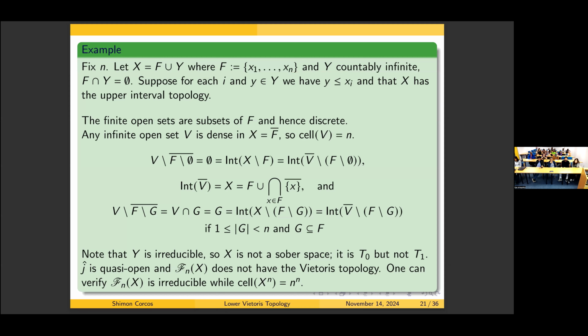What we end up with is that the finite open sets are all discrete because they are subsets of F, and F is discrete because none of the points are in the closures of any of the other points. Any infinite open set B is dense in X, which is the closure of this finite set F. So any infinite open set has cellularity n here. And then we proved these equalities, which mimic what has happened in this theorem.